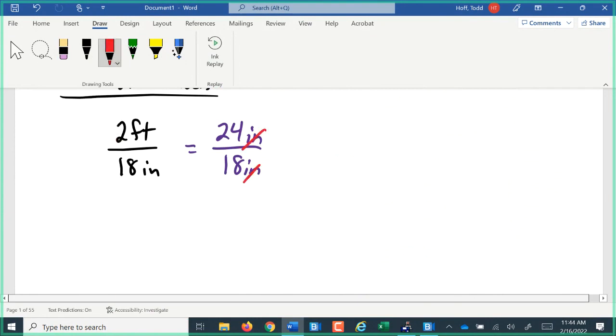Inches divide out, and both of those numbers, 24 and 18, can be divided by 6. 24 divided by 6 is 4, and 18 divided by 6 is 3. Now, once again, we have to remember this is a ratio and not a fraction. This cannot be turned into a mixed number. 1 1/3 would not be correct here. It's no longer a comparison between two numbers anymore. Must leave it as 4/3, 4 to 3.